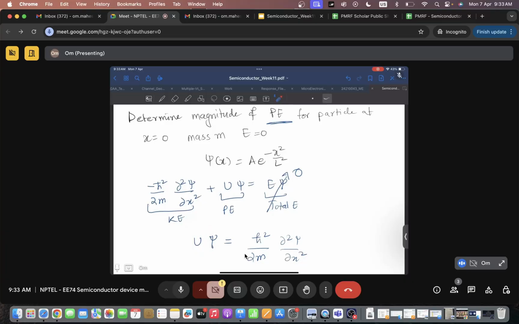So now to find this, we just have to substitute psi from here. Then we will get our potential energy. And then we also have to put x equals to zero. That means we will get U of psi as a function of x. Then if we put x equals to zero, we'll get the desired potential energy.